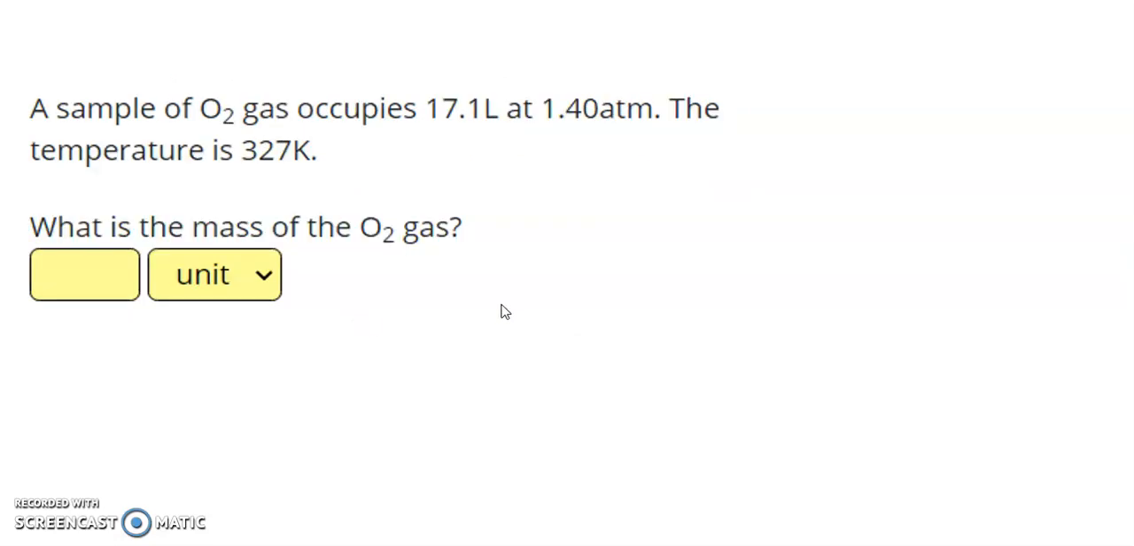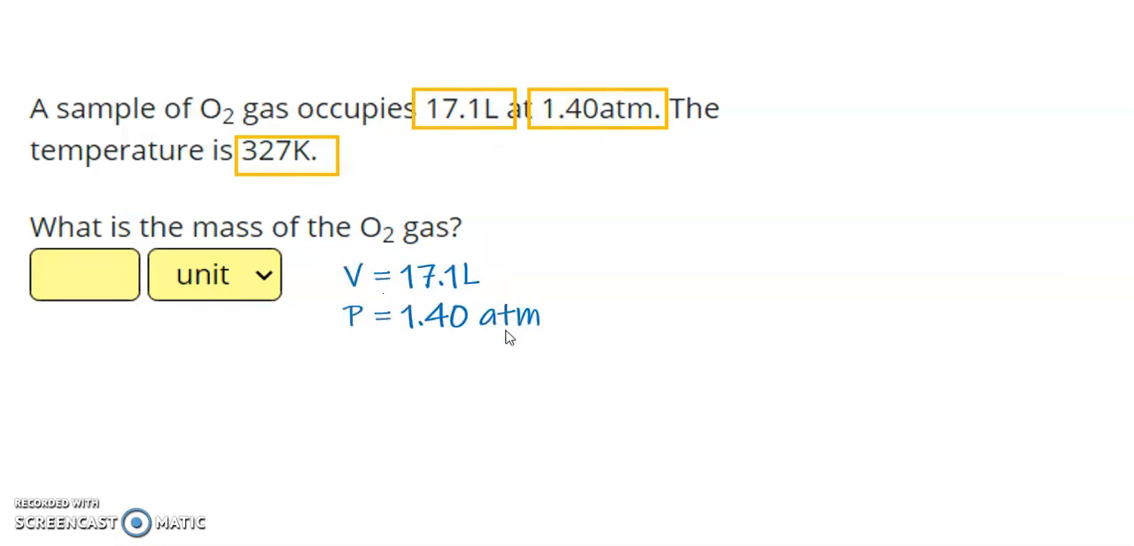For this question, it says a sample of O2 gas occupies 17.1 liters at 1.4 atm. The temperature is 327 Kelvin. What is the mass of the oxygen gas? Well, let's see what we have given. We know there's 17.1 liters, 1.40 atm, and it's 327 K. Liters tells me that's volume. Atm is pressure. K is temperature.